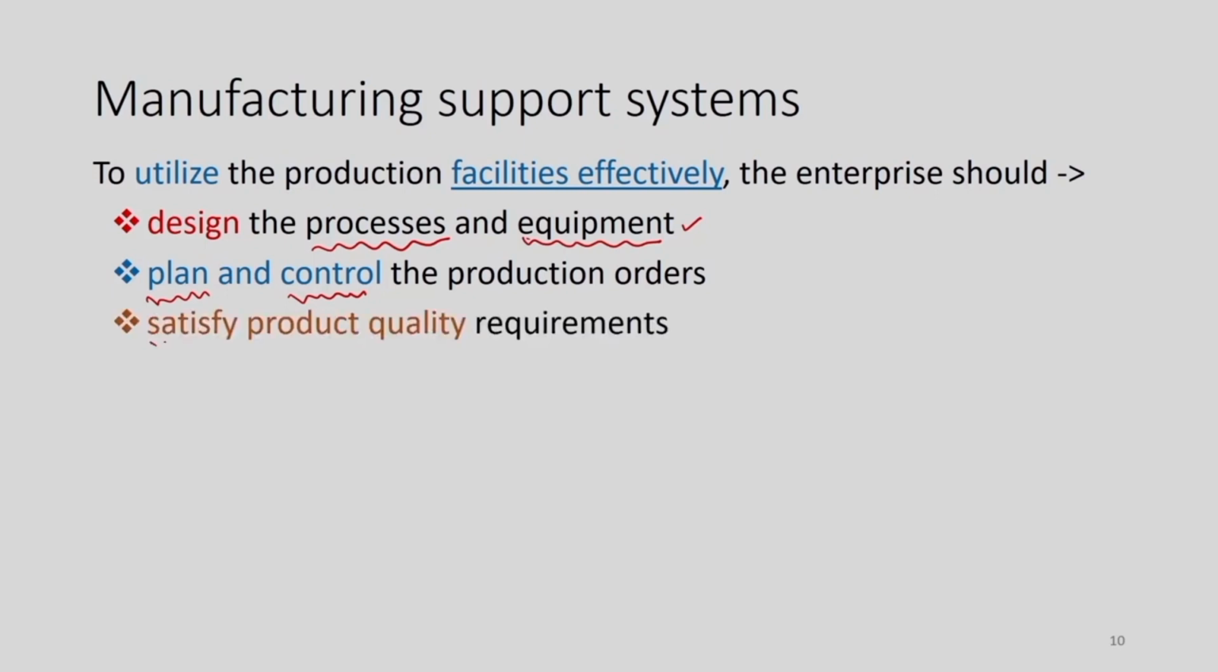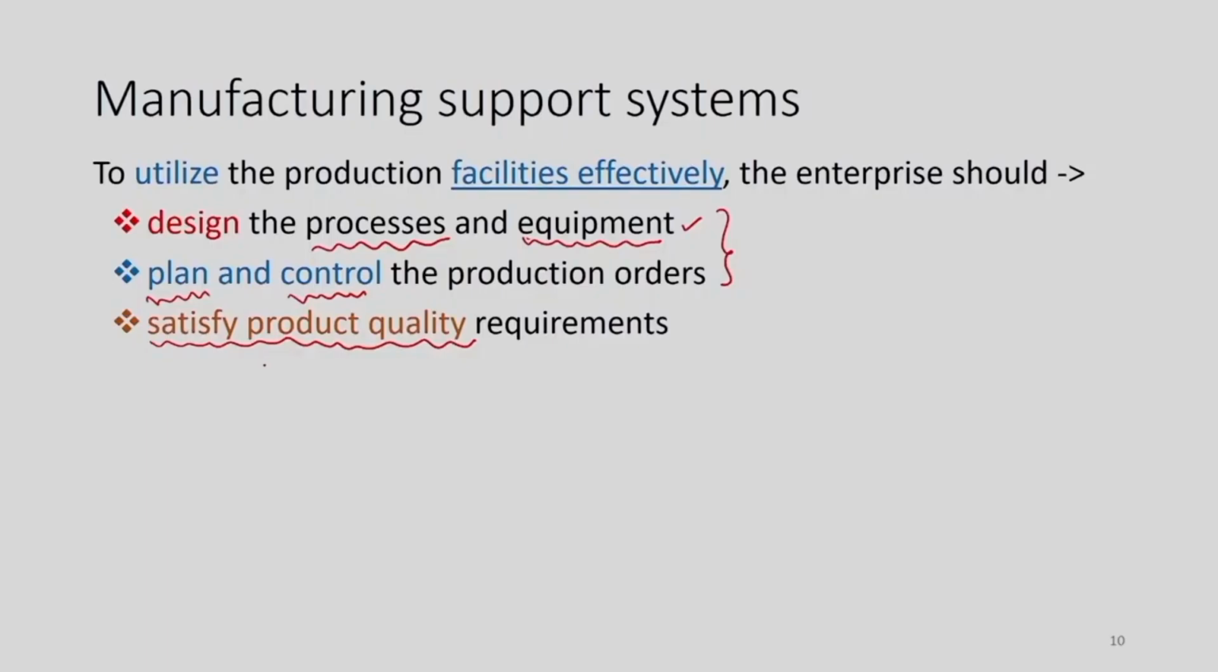Third, we need to satisfy the product quality requirements. So, we are designing the equipment, we are designing the process, then we are setting up the plan, and setting up the strategy to control the plan. Together, this should ensure that whatever the customers are giving us to manufacture, those standards are achieved during the process or not. So, that we need to see.